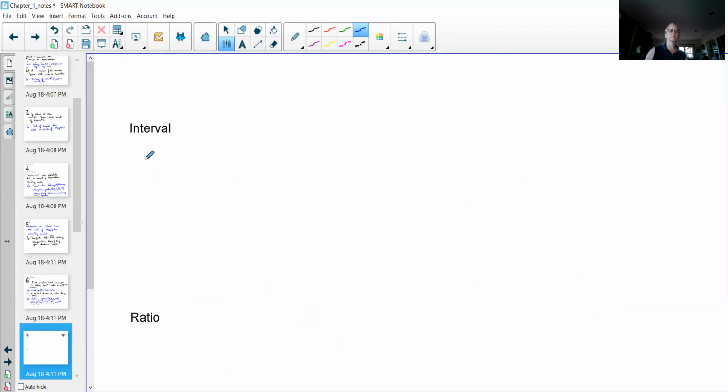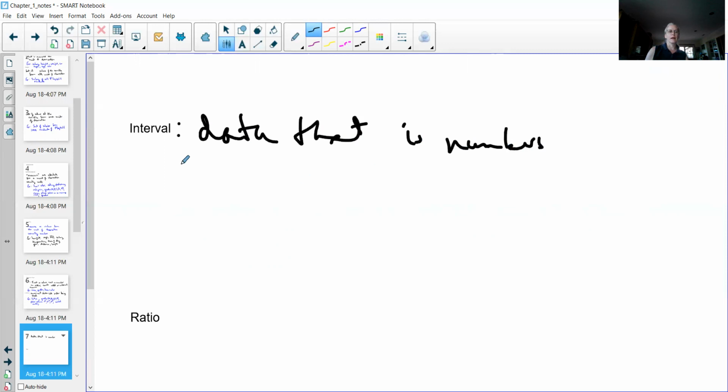The next one up is what we call interval. An interval is actually where we finally get numbers. So this is where you can think of it as ordinal data, but it has numbers. And you can actually subtract the numbers. So interval data is where you have data that is numbers. And the subtraction makes sense.